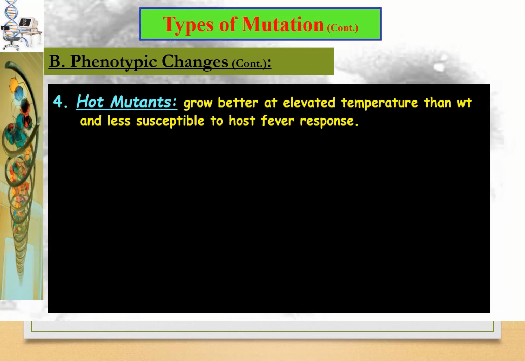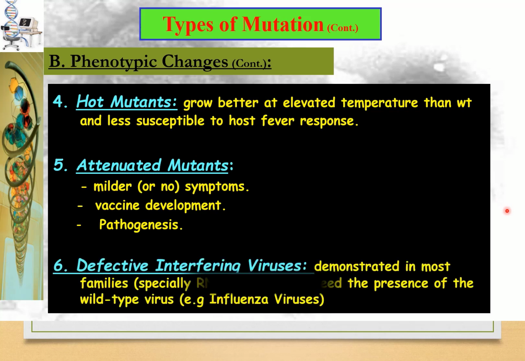Phenotypic changes: mutants that grow better at elevated temperature are less susceptible to the fever response. Attenuated mutants are milder, with no symptoms, useful for vaccine development and pathogenesis studies. Defective interfering virus is demonstrated in most families, especially RNA viruses, and needs the presence of the wild type virus.